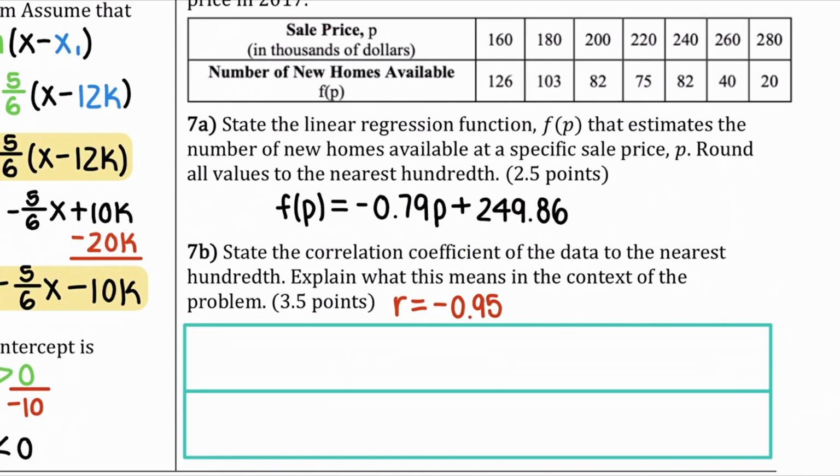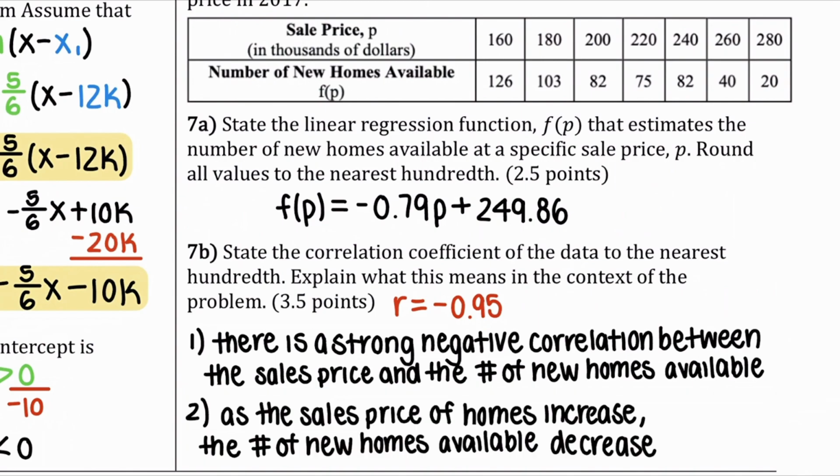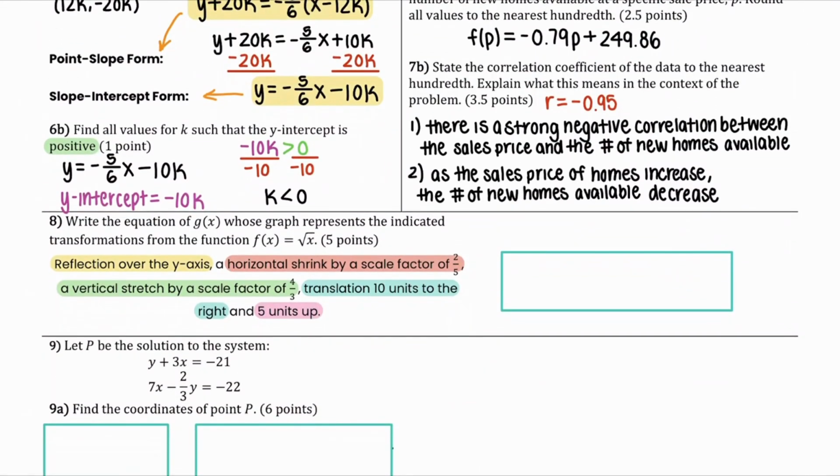Whenever it says to explain in the context of the problem, we always have to remember to include what the problem is relating, which is the relationship between the sales price of the homes and the amount of new homes that are available. One thing we can say is that there exists a strong negative correlation between the sales price and the number of new homes available. Or we can say that as the sales price of the homes increases, the number of new homes available decreases. Either one of these will give us full credit on the exam, but you don't have to write both.